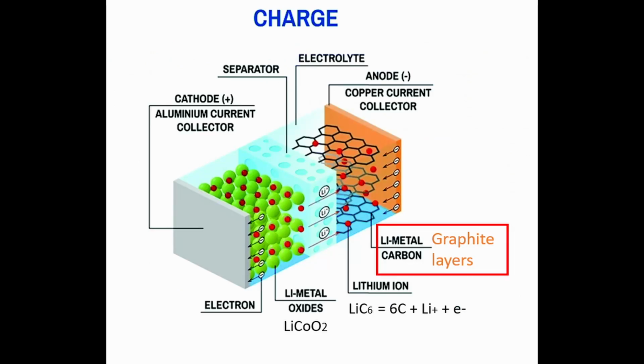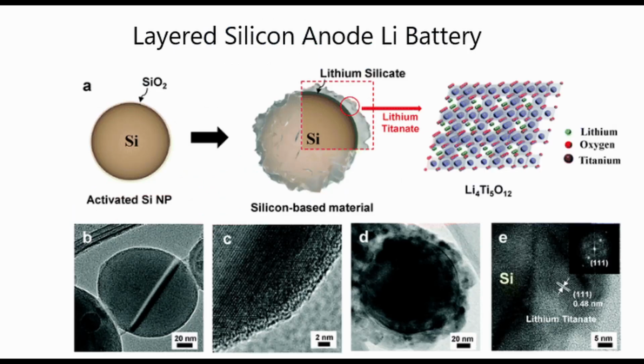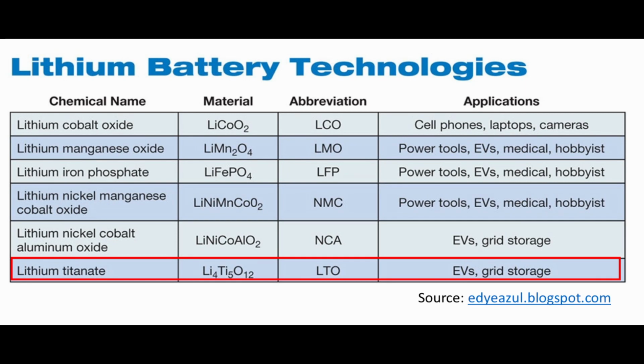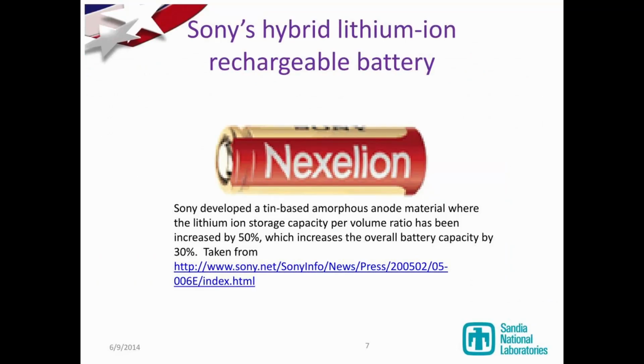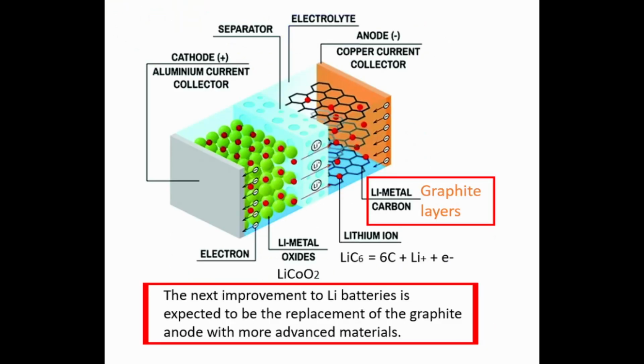The traditional material used for anodes in lithium-ion batteries has been graphite. Other anode materials for lithium-ion batteries include layered silicon and hard carbon. Lithium titanate, Li4Ti5O12, has been used in the anodes of LTO batteries. A tin cobalt alloy has been used in Sony's Nexelion battery. The replacement of traditional graphite anodes with more advanced anode technology is thought to be the next step in increasing the energy density of lithium-ion batteries.